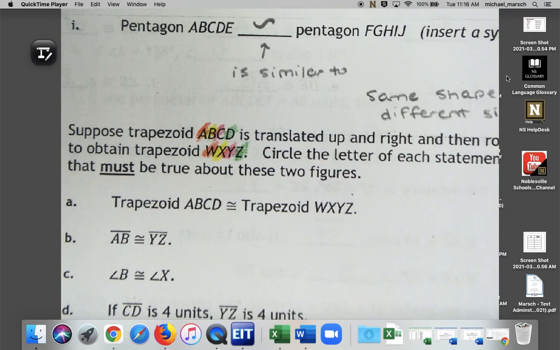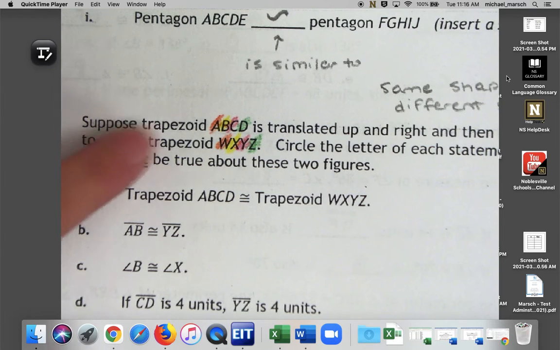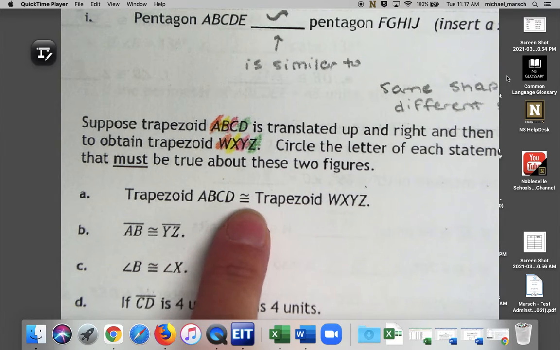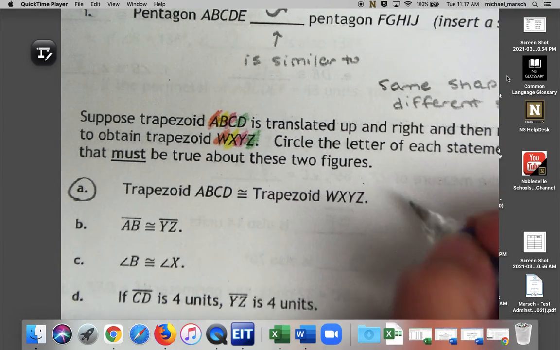So we're now going to circle what is true. So of these statements here, which ones are true based on the color coding we did and what we know, right? First of all, are these two shapes congruent or similar? Did we change the size? No. So are they congruent or similar? They're going to be congruent, right? Because we didn't change the size. All we changed is the location, right? So trapezoid ABCD is congruent to those? Yep, that is true. Didn't change the size.